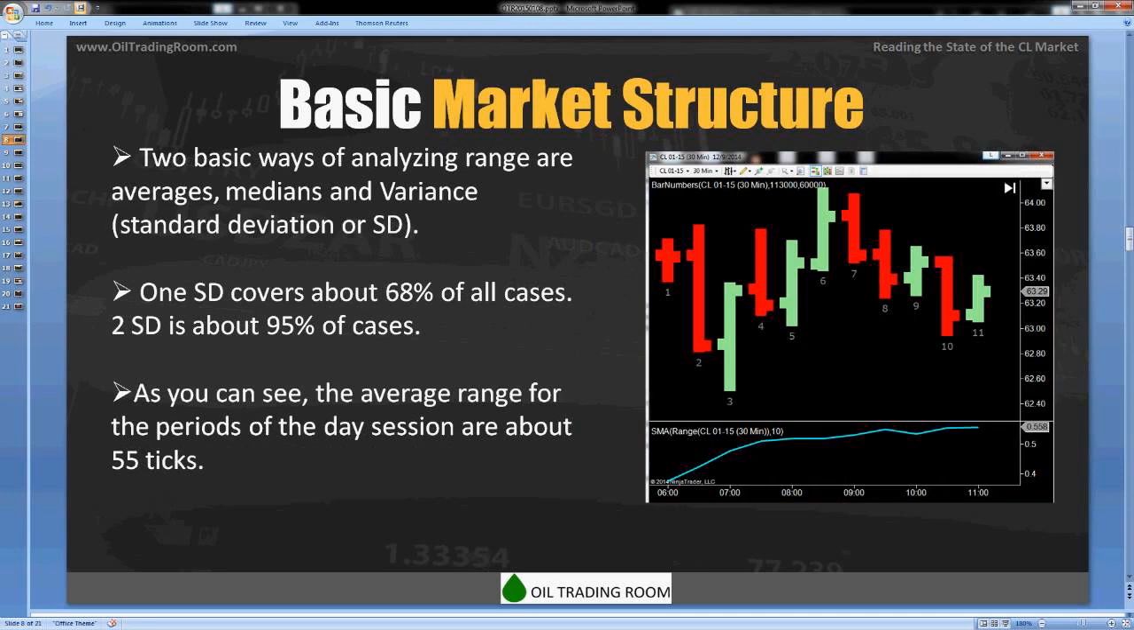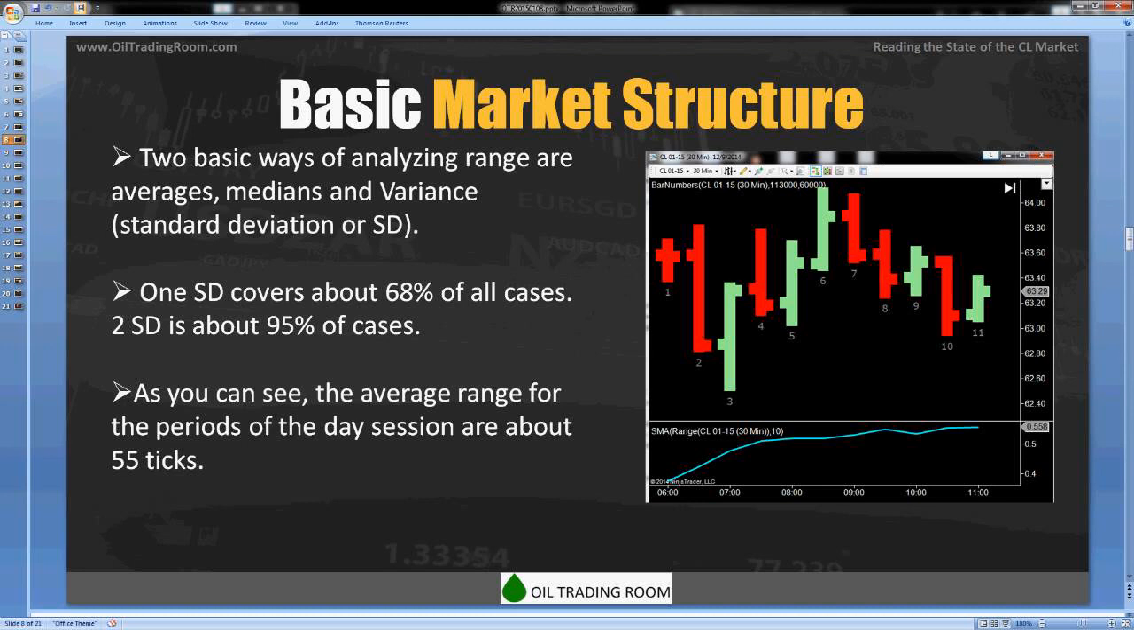There are a couple of different ways that you can analyze ranges. You have averages, medians, and the variance or standard deviation. That is the amount of variance that you get around any given bar's length or range. One standard deviation covers approximately 68% of all cases. Two standard deviations is about 95. I never remember the exact numbers for those, but they're right in that general area.